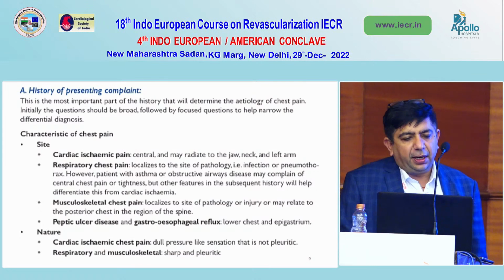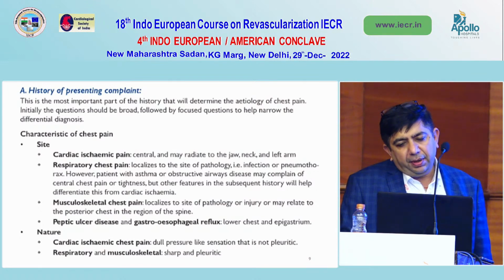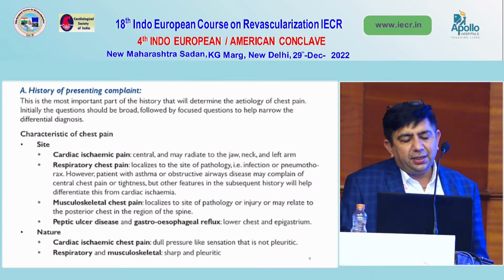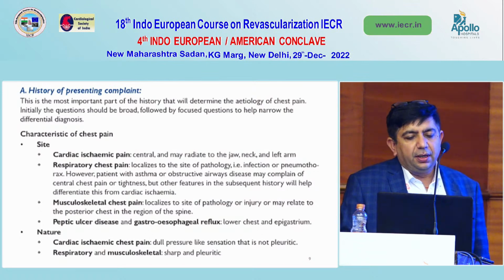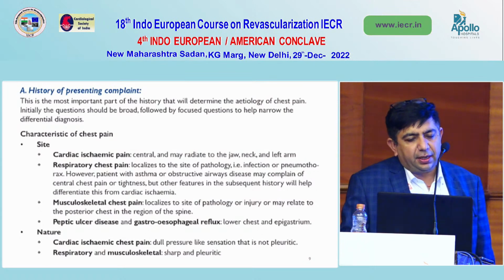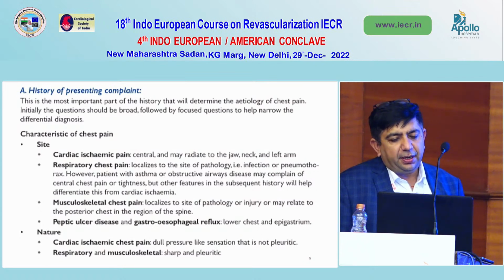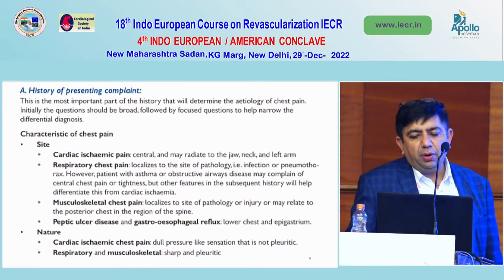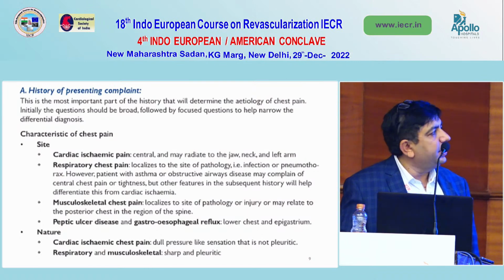Characteristic of chest pain, site: cardiac ischemic pain is generally central, and may radiate to the jaw, neck and left arm. The patient complains of chest heaviness or pressure on the chest. Pulmonary or respiratory chest pain localizes to the site of pathology, such as infection or pneumothorax. A patient with asthma or COPD may complain of central chest pain, but other features in the subsequent history will help differentiate this from cardiac ischemia.